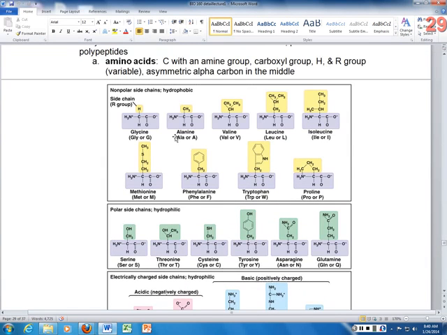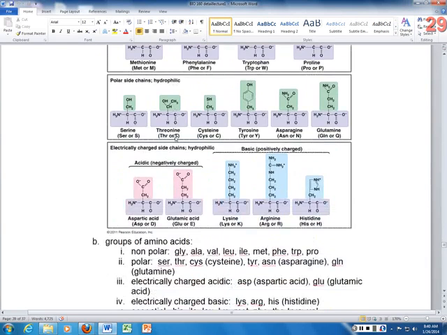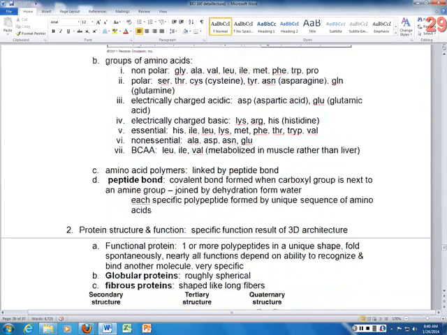So we can classify them based on some of their properties. Some of them are polar, some of them are non-polar. Some are going to be electrically charged and be acidic. Some are electrically charged and are basic. Some are considered essential, meaning we have to consume them in our diet. We can't make them out of other things. And then some are non-essential. These are ones that we can make out of other things if we don't eat them.